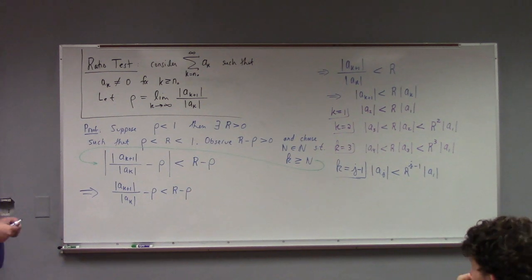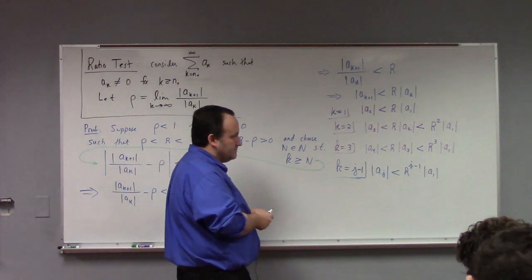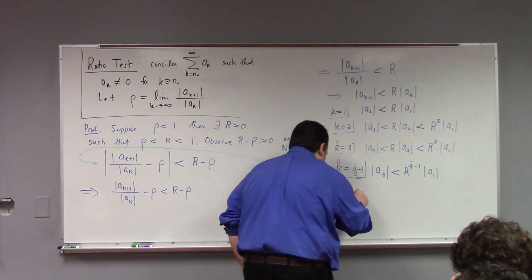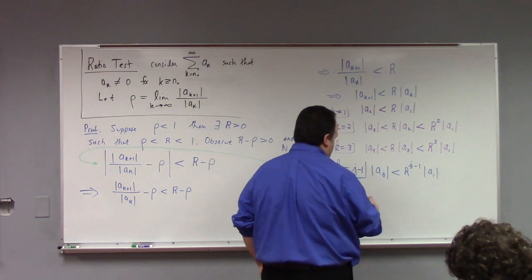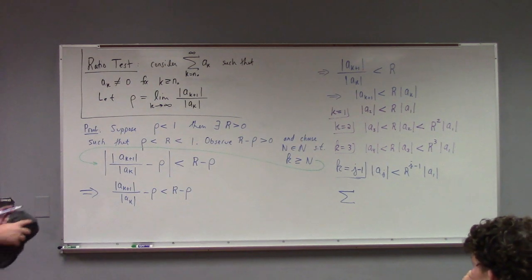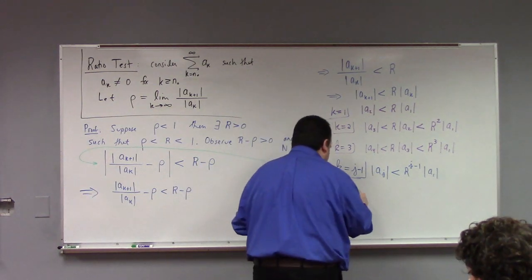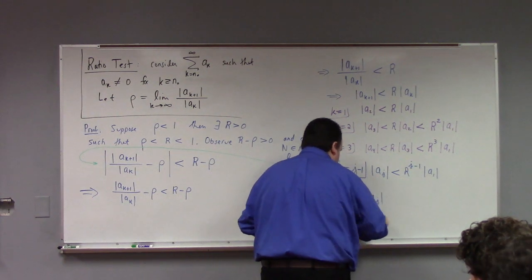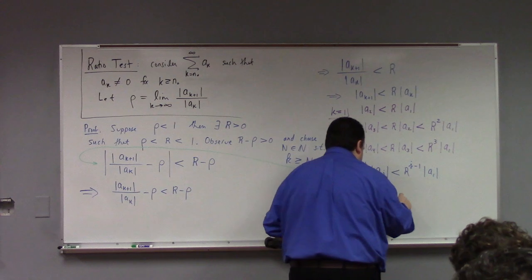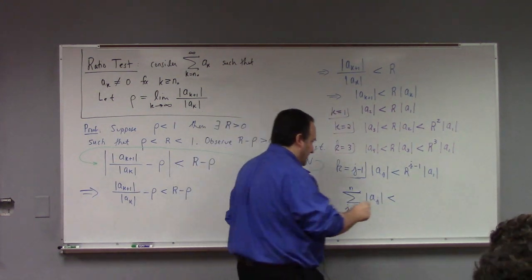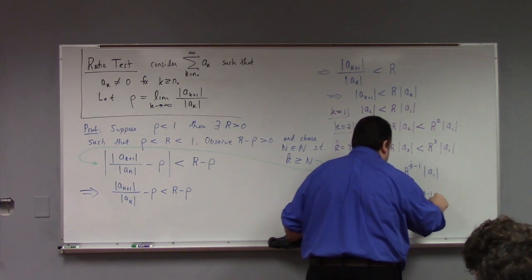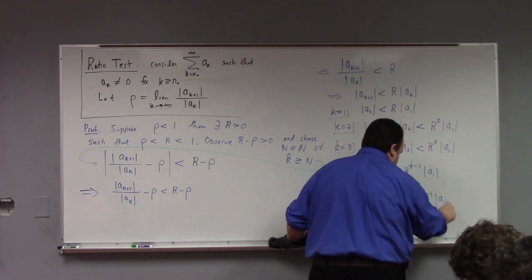So what does this allow us to do? We can compare the series of absolute values, summing together the absolute values of the series. Let me write it this way. The sum of the absolute value of aj, j equals n naught to n, is going to be less than what? The sum, j equals n naught to n, of r to the j minus 1 times the absolute value of a1. Now the absolute value of a1 is just a constant, right?